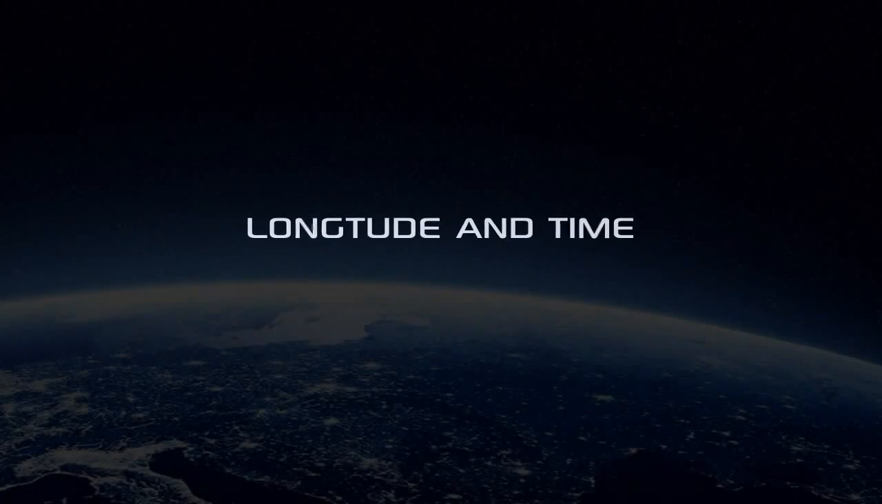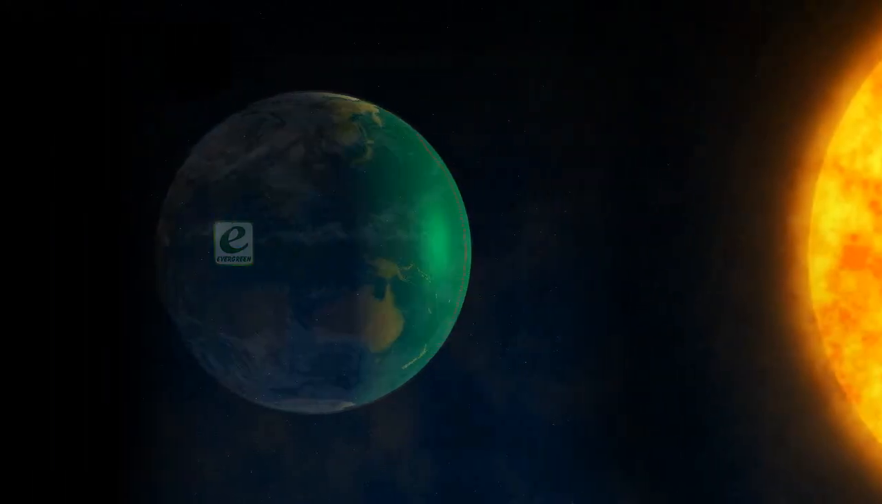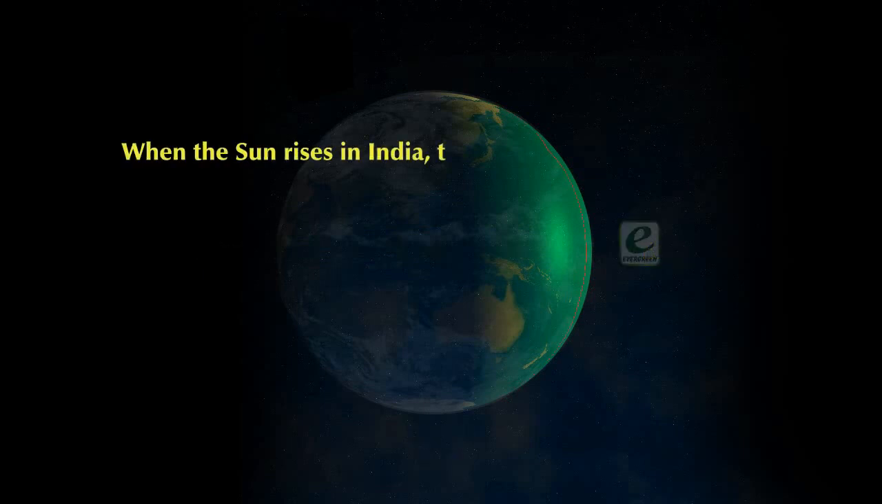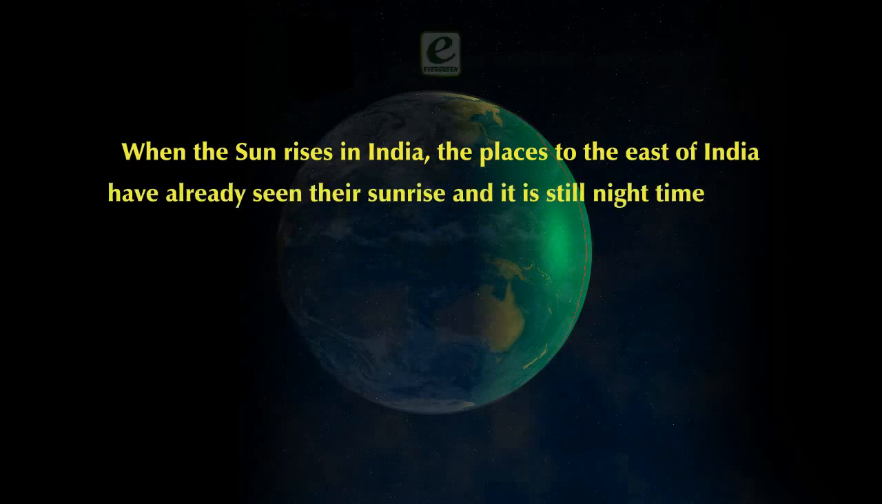Longitude and time. The Earth rotates from west to east and the sun rises in the east. All places to the east of a meridian will have sunrise earlier than the places in the west. The sun will rise later there. When the sun rises in India, the places to the east of India have already seen their sunrise and it is still night time at the places in the west of India.